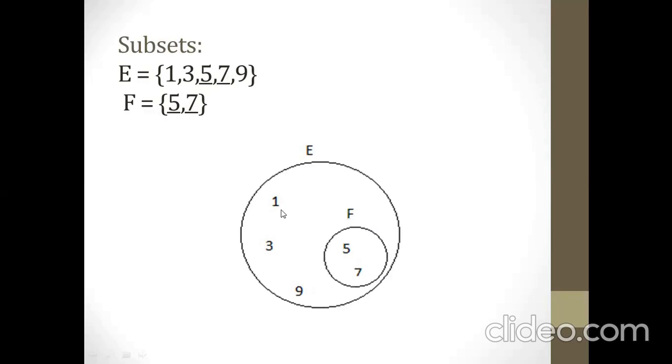Now let's check all the elements of set E. You can see 1, 3, 5, 7, 9. This is denoting the set E. And this set F, as it has two elements 5 and 7, you can see 5 and 7 are present in this smaller circle, right?